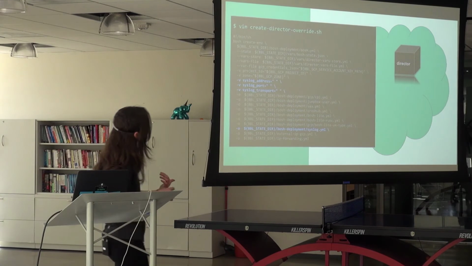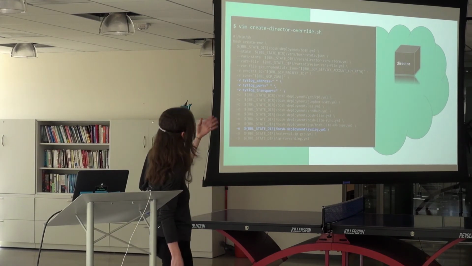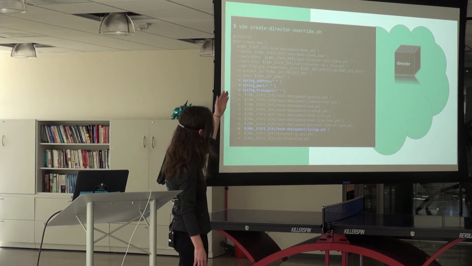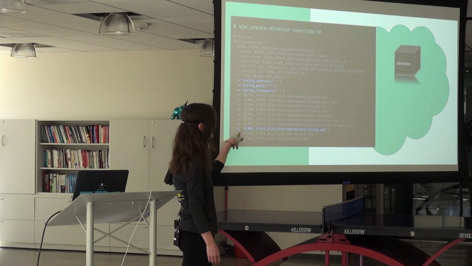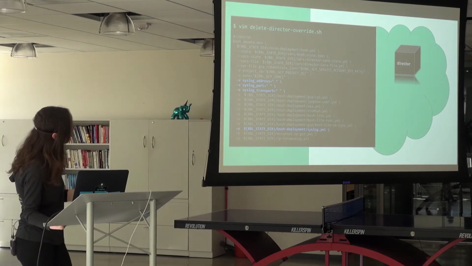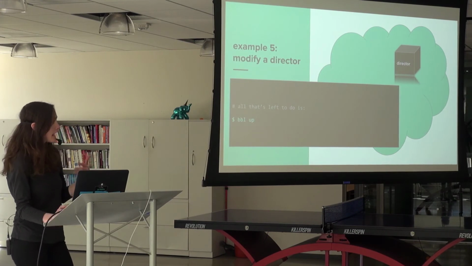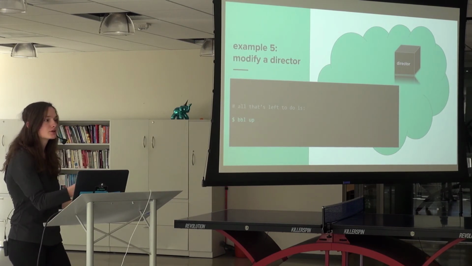So for instance here, this is what the script will look like after you've made modifications, which is you'll add additional variables that you need for the external syslog drain, and then you'll apply the ops file. And then you'll do symmetrically the same thing with the delete director script. All right, and then after you've made those modifications, you can bubble up and your director has been modified with the configuration that you want.